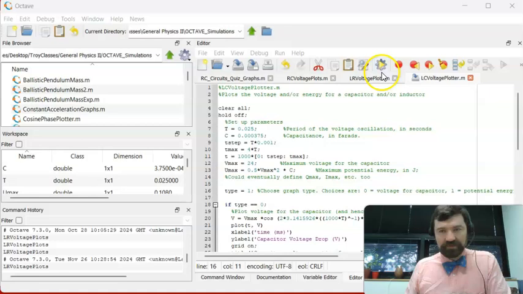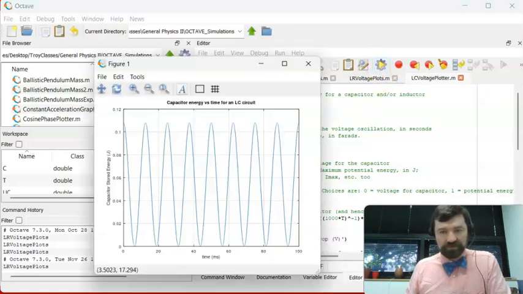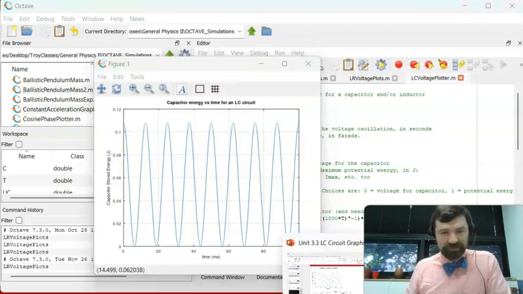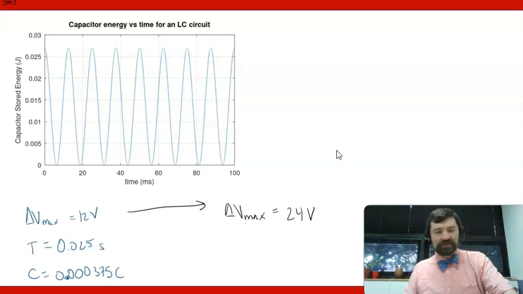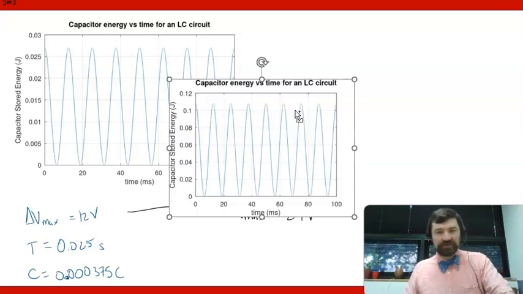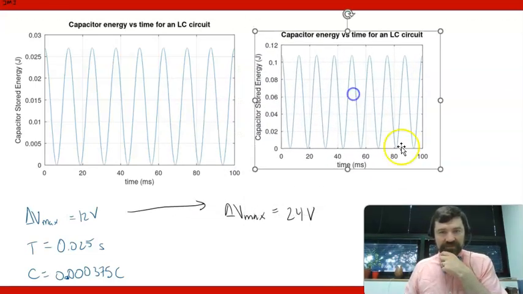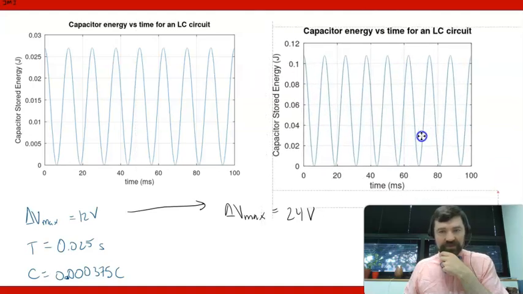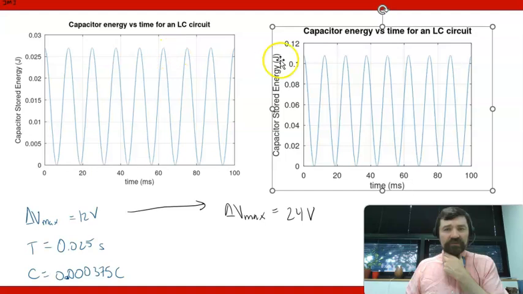Maybe one last comparison, which is what happens to the energy stored. So here's my stored energy. Let's copy this guy and go paste it side by side. Notice that the maximum value of energy stored has changed here. It's roughly, and in fact we know exactly, 4 times higher than before.